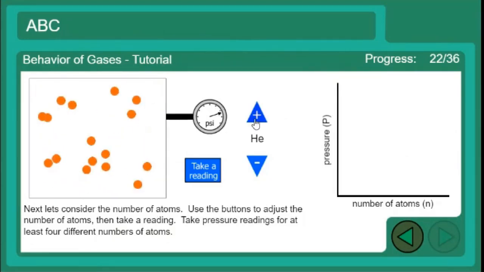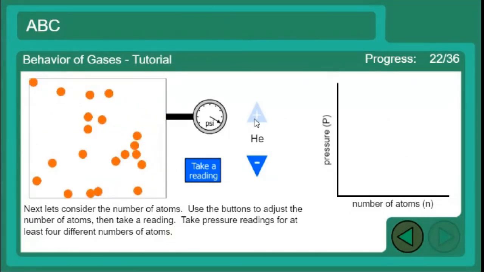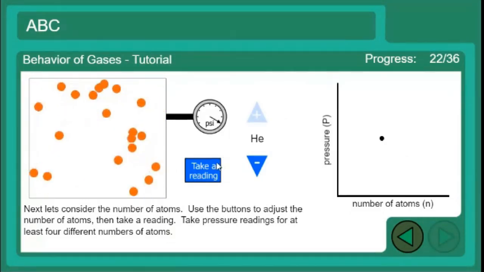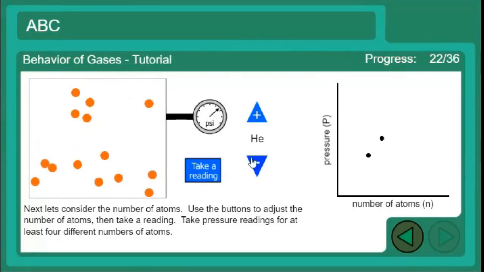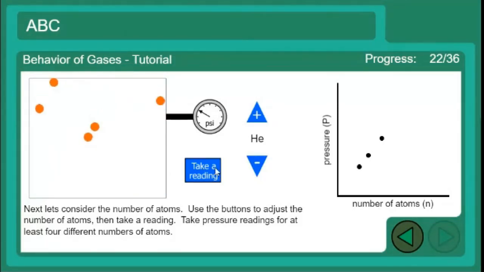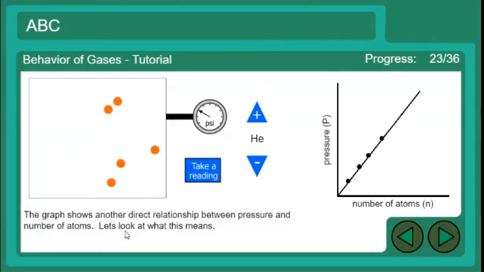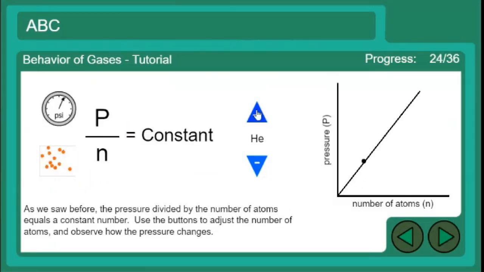So I add more. What happened? Use the button to adjust the number of atoms, then take a reading. I take the maximum first, then I reduce, and reduce again. So what happened? The graph shows another direct relationship, meaning pressure is directly proportional to the number of atoms. If you increase, it increases; decrease, it decreases. As we saw, the pressure divided by the number of atoms equals a constant. So I'm done already.